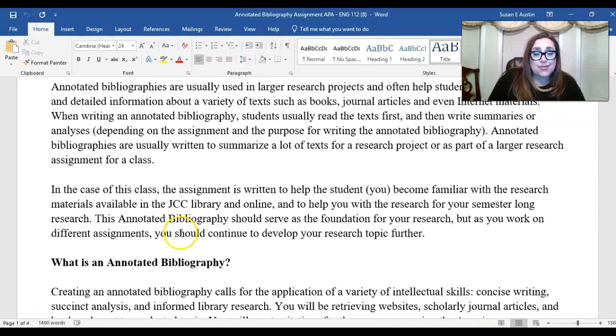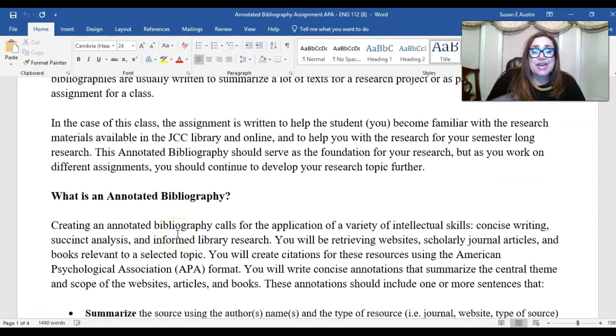So moving through, the annotated bibliography term is a very generic term. It just means what I said. You're citing and you're making notes for your research that you've gathered. So it uses a variety of skills. It uses your intellect. It uses your ability to be critical, analytical, and it's also showing that you can do informed library research.